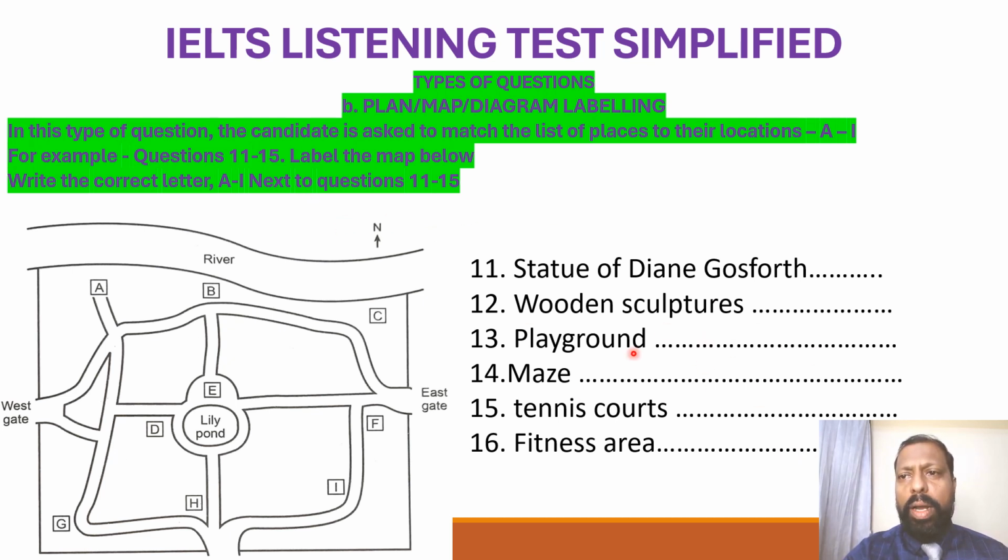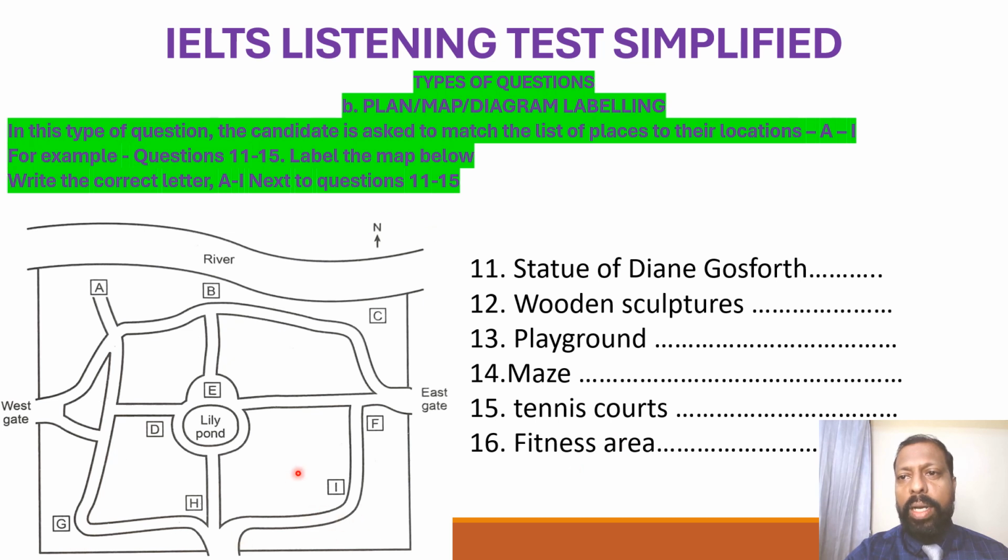So actually, what do we do here? Here you see we have some places, for example, the statue of Diana Gosforth. It is placed somewhere, and you need to identify the location in the map. Now, just before that, look at question number 12. Wooden sculptures or playground, where it is located, or maze, or tennis courts, or a fitness area, where each is located.